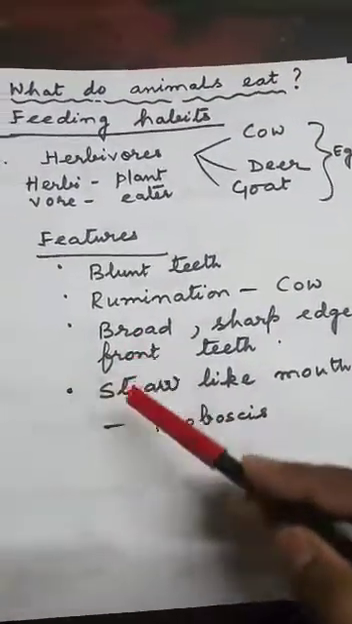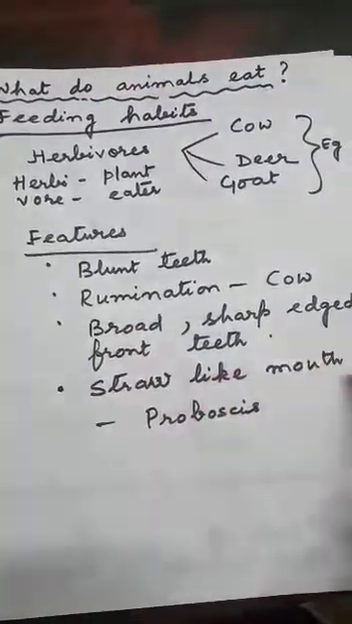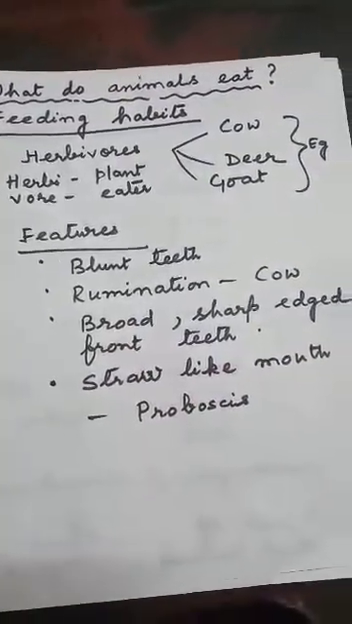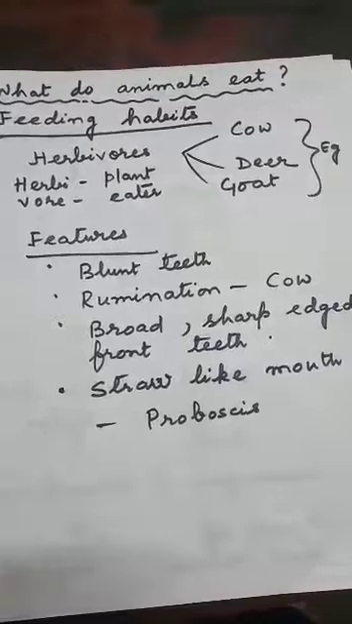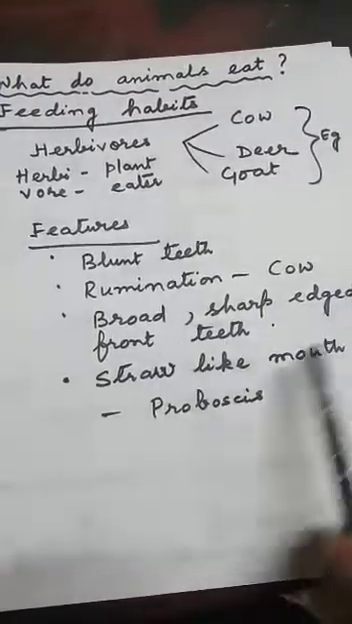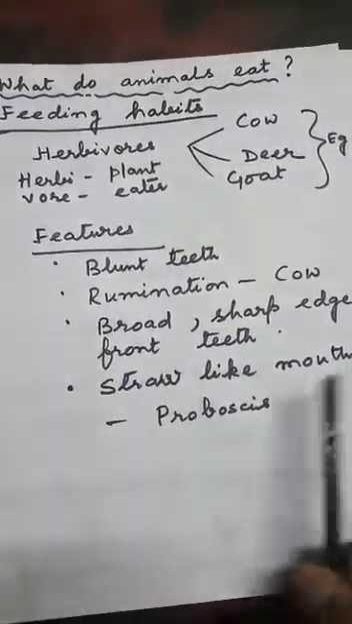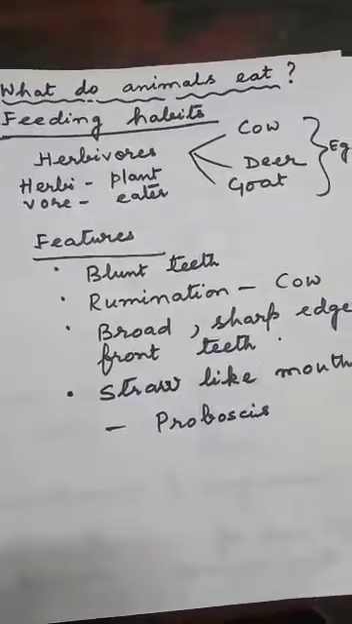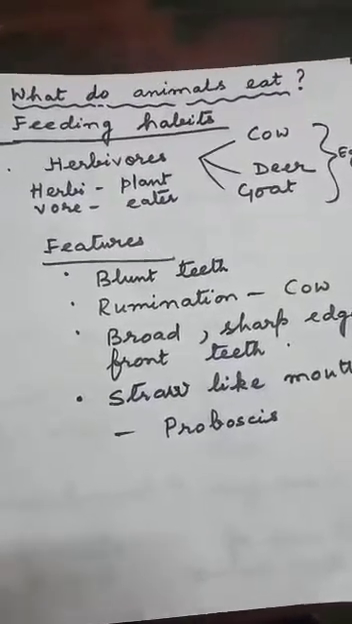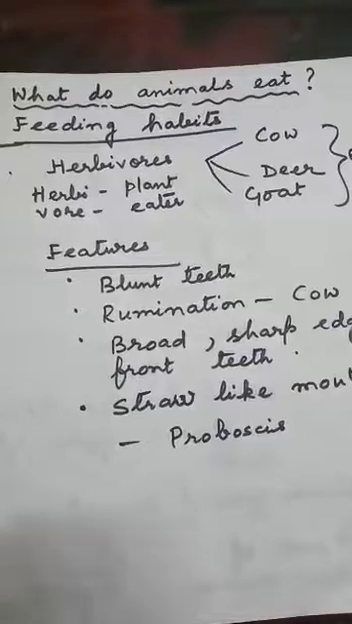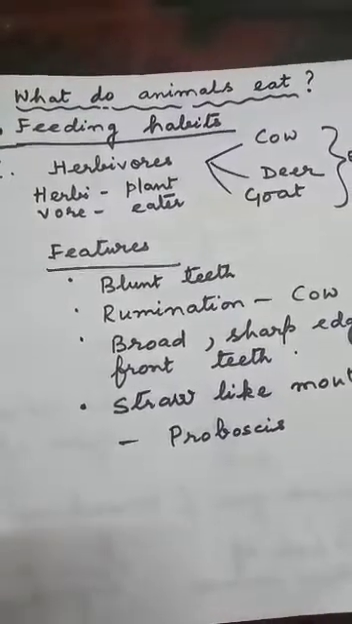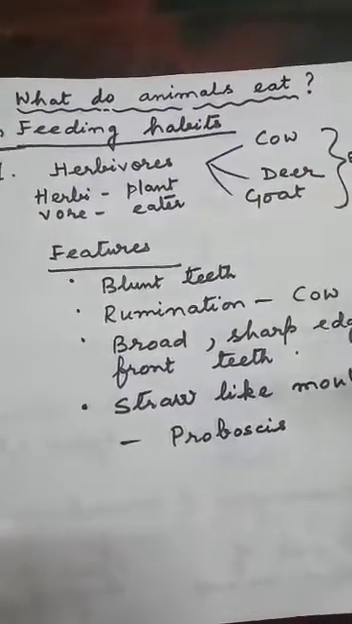And some herbivores, like insects, have a straw-like mouth, so that they can easily suck the nectar from the flowers or the fruit juices. For that, they have the straw-like mouth, which is called what? Proboscis, mainly in the butterfly. So now what we have discussed about the herbivores are the animals that eat on plants. For example, cow, deer and goat.